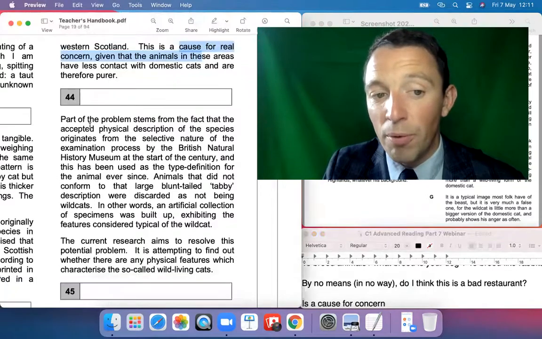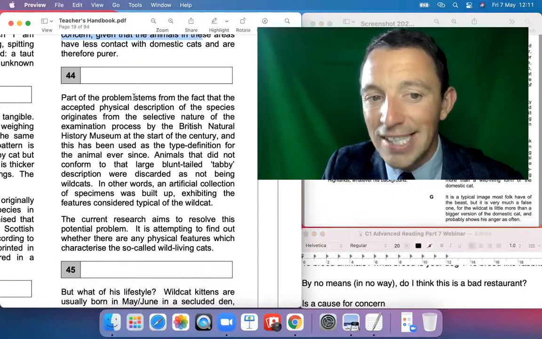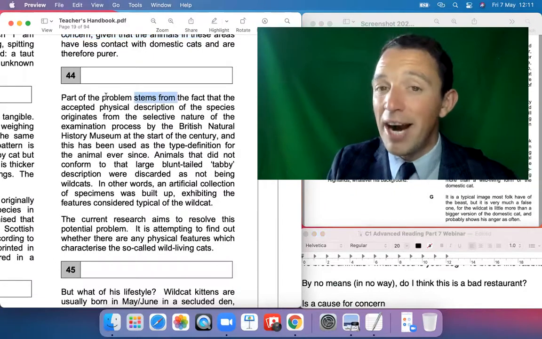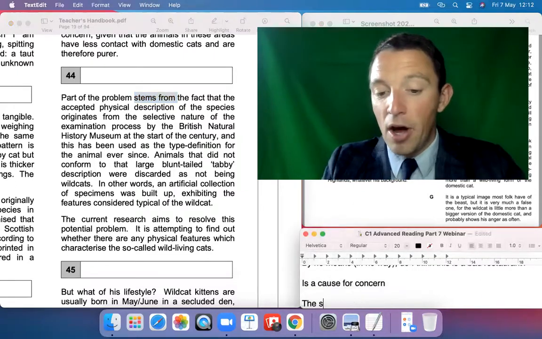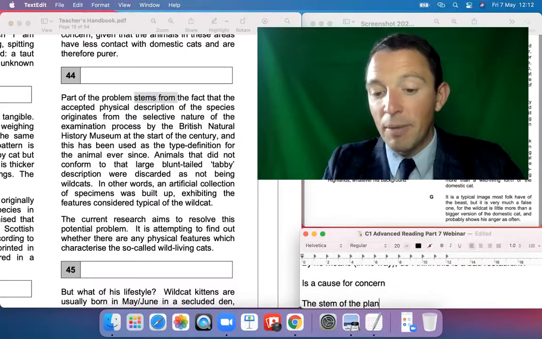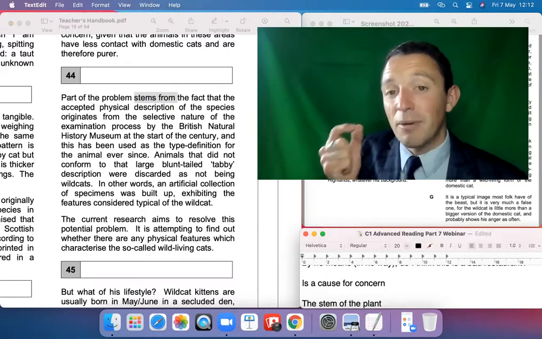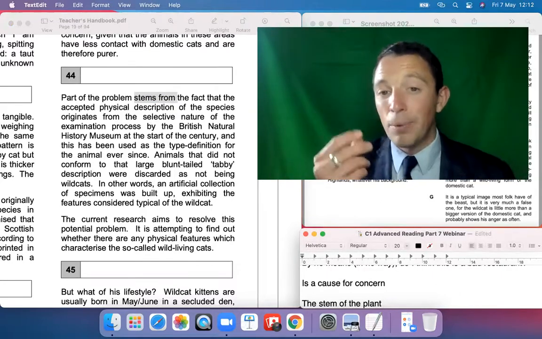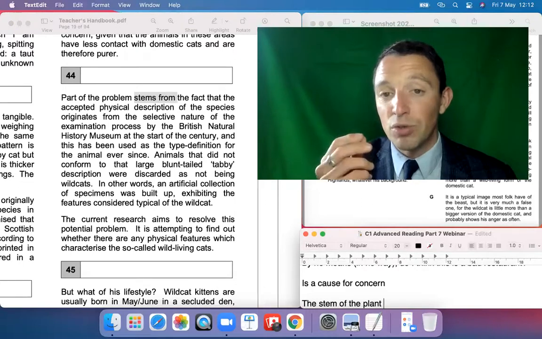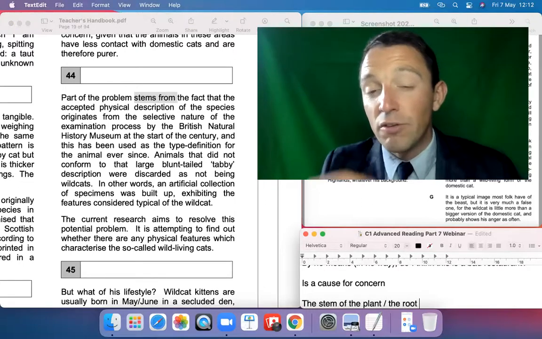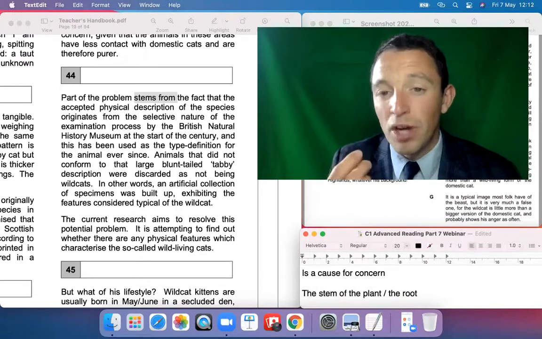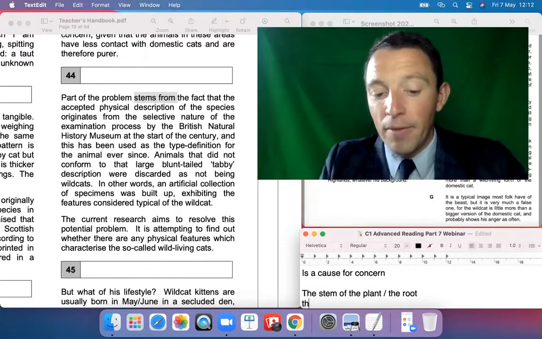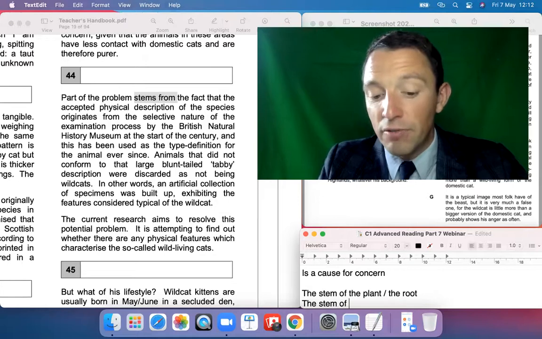Therefore, pure, no problem. The next paragraph, stems from, is really good. So part of the problem stems from the fact. So basically the stem of the tree or the stem of the plant is the bottom part of the plant. Yes, you have the root, but the stem is almost the same as the root. So it's really good vocabulary. So basically we say the stem of the problem is the root of the problem, or the bottom of the problem. Really good vocabulary.